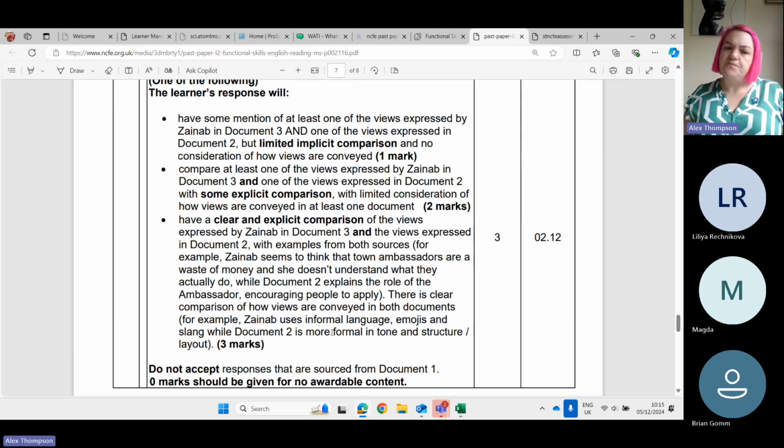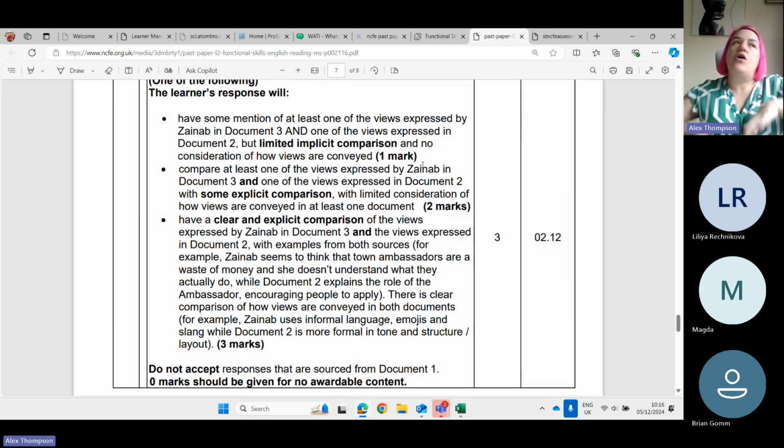Okay, so again, with this, we don't have to always use the examples that are given in the mark scheme, but I am confident that the answer that we'd written covers all 3 of those points. We have the views expressed and how, using rhetorical questions in the first document. We have the views expressed in the second document and how they've done that. And then we have the quotes to back everything up. That's essentially how you achieve those 3 marks for this question.